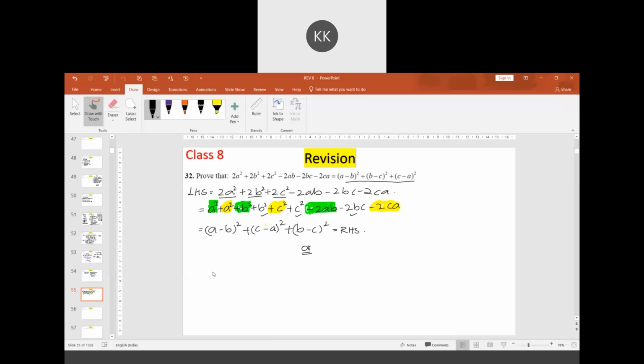Another method is taking right hand side, expanding them using the identity. A minus b whole square is there in the right hand side, plus b minus c whole square, plus c minus a whole square. Expand it. a square plus b square minus 2ab, plus b square plus c square minus 2bc, plus c square plus a square minus 2ac.